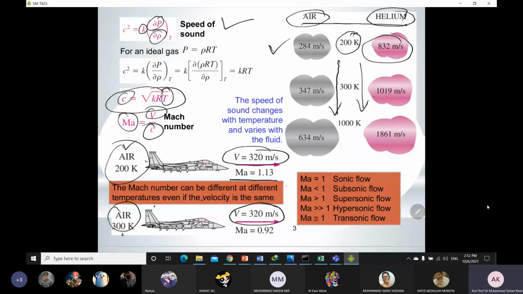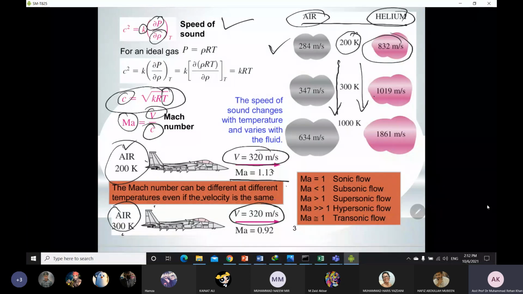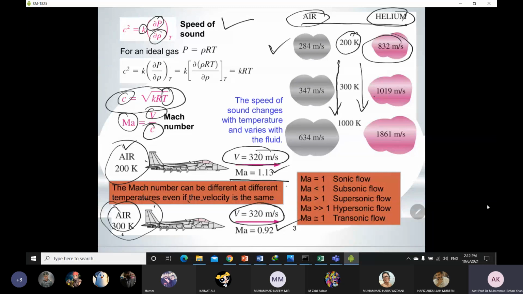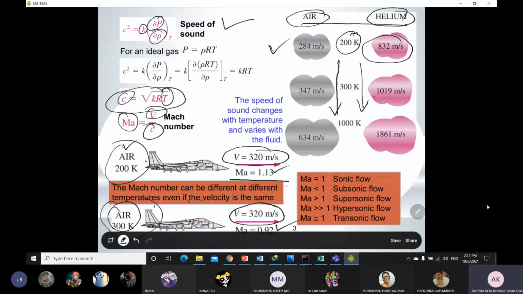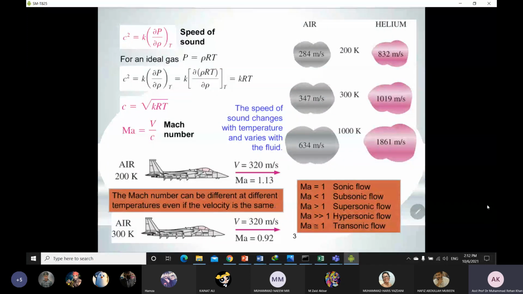And you can notice that the Mach number at higher altitude, or at lower temperature, is higher in comparison to the lower altitude or higher temperature, which is 0.92. So this is how your Mach number varies: it will increase as your altitude increases or as your temperature decreases. This is just an example, and here we already discussed how you characterize different compressible flows.